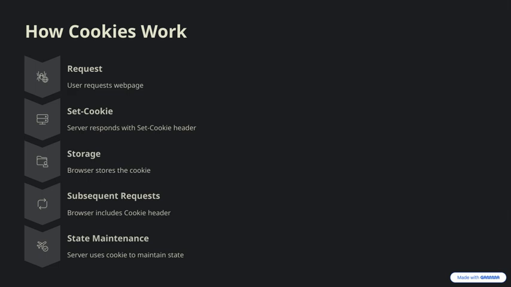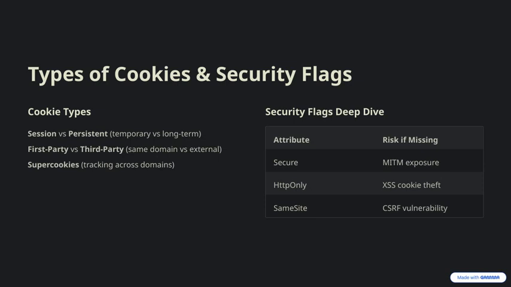Essentially, cookies are a key tool for state maintenance on the web, allowing websites to remember who you are across multiple interactions. This process helps create a seamless, personalized browsing experience, which is a core theme of understanding web technologies today. Now, let's take a closer look at the different types of cookies and the security flags associated with them.